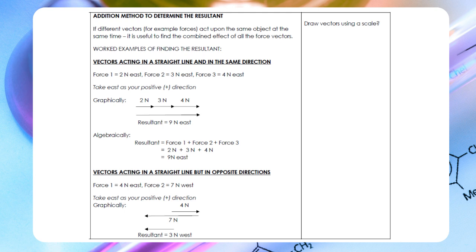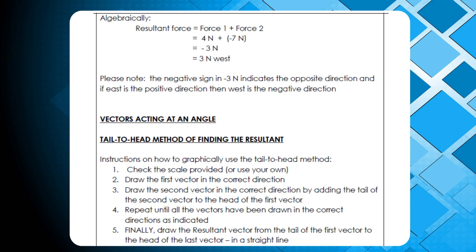Vectors acting in a straight line but in opposite directions. Force 1 is equal to 4N east, force 2 is equal to 7N west. Take east as your positive, plus, direction. Graphically, 4N, 7N. Resultant equals 3N west. Algebraically. Resultant force equals force 1 plus force 2, equals 4N plus minus 7N, equals minus 3N, equals 3N west. Please note, the negative sign in minus 3N indicates the opposite direction, and if east is the positive direction then west is the negative direction.